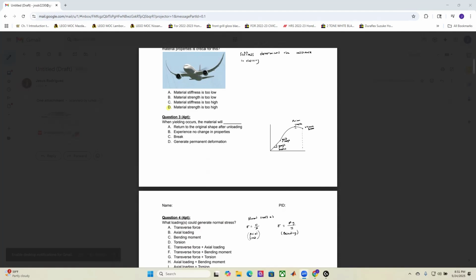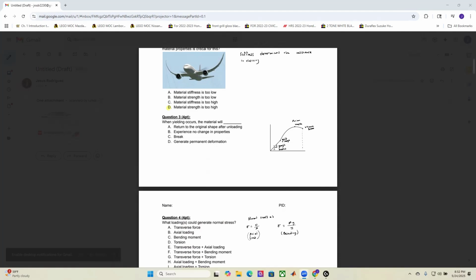So the maximum strength is when the material reaches its maximum ability to deform. And then the ultimate failure is when it finally gives out after the immense pressure it's experiencing. So when yielding occurs, it should be D, because that is the point right before it starts yielding and where it is going to permanently deform up until maximum strength.